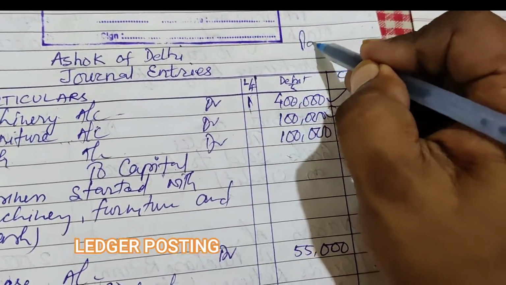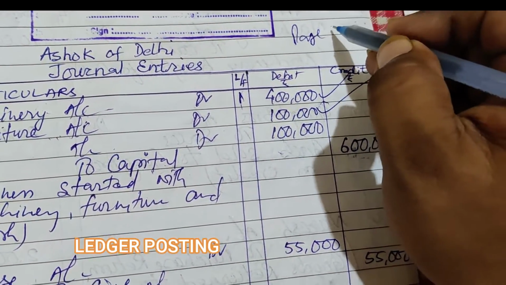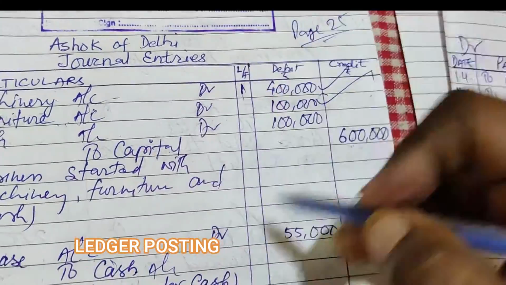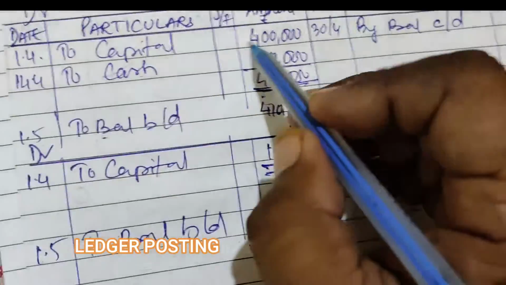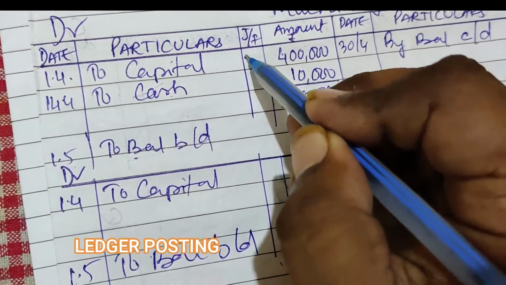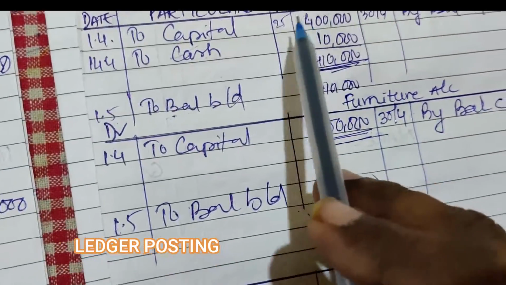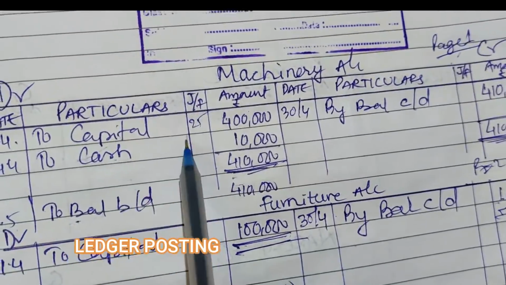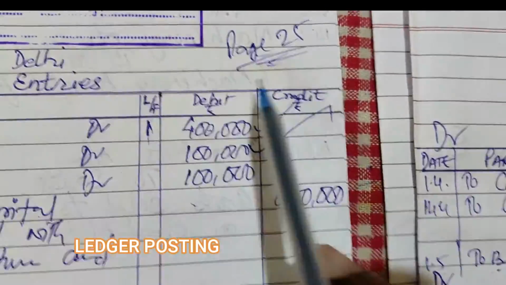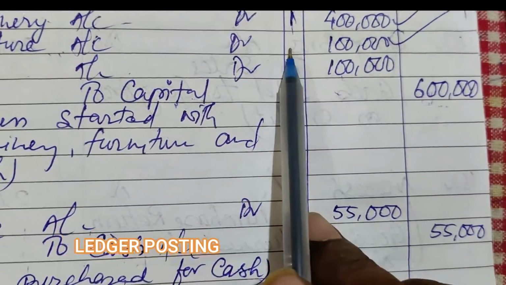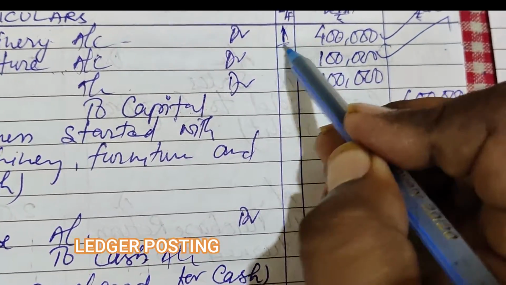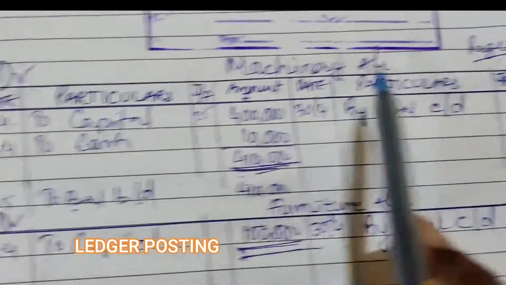Suppose this journal entry is in page number 25. This machinery, in the journal folio, which page number? Page number 25. That means in the ledger, we are writing the journal page number, and in the journal we are writing the ledger page number. So this is page number 1 of machinery, and we are writing it here.